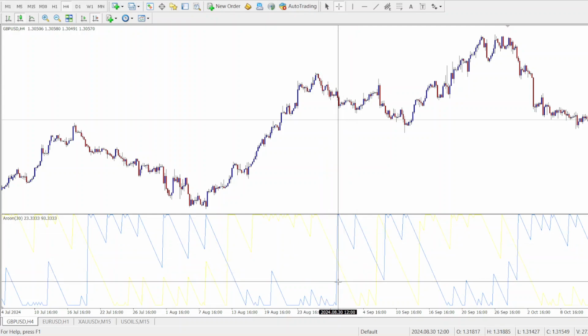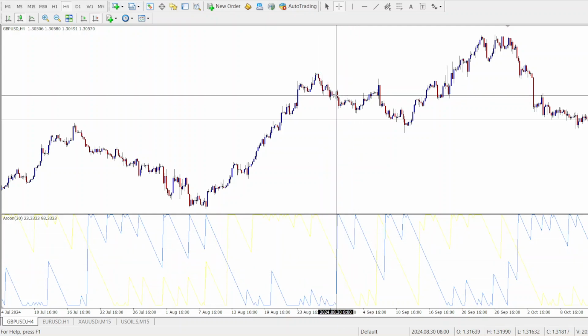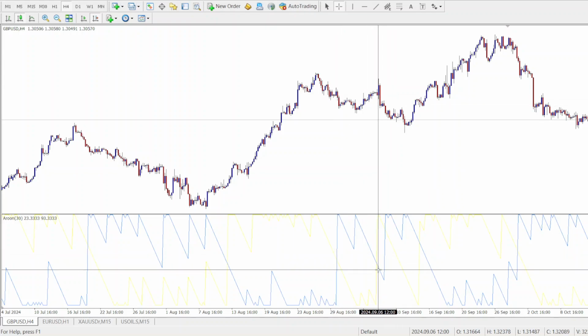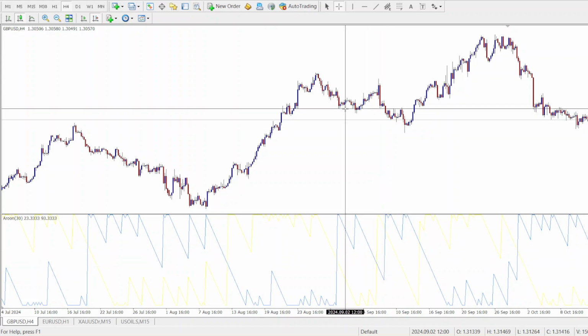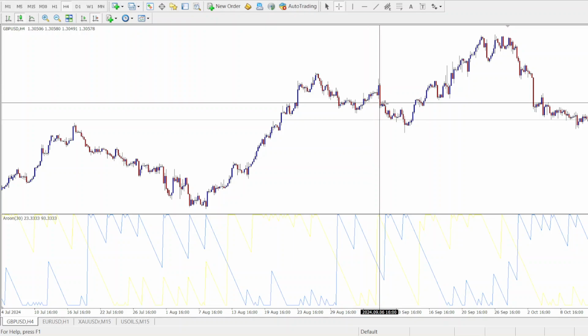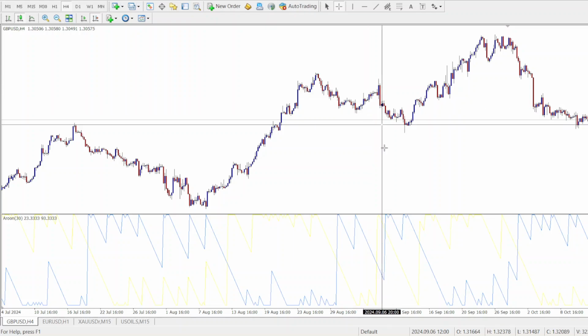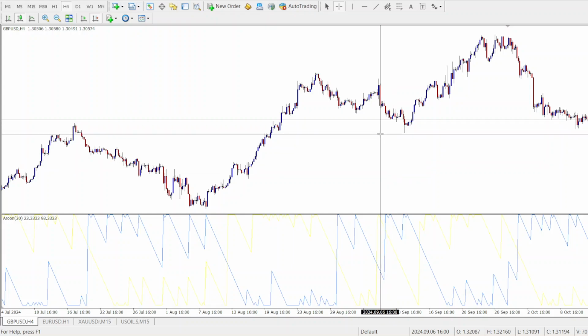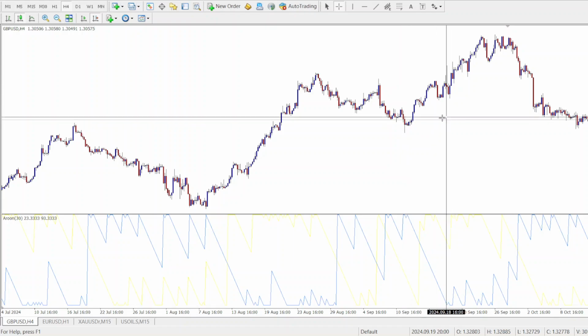So when the yellow is pointing down and the blue pointing up, you can enter a sell. This would have been where we enter our sell. Then at this point we would have entered somewhere around here, and then we would have exited somewhere around here after the cross had happened. You can use the reverse signal as your exit, and then you can also use support and resistance levels, just for extra confirmation.